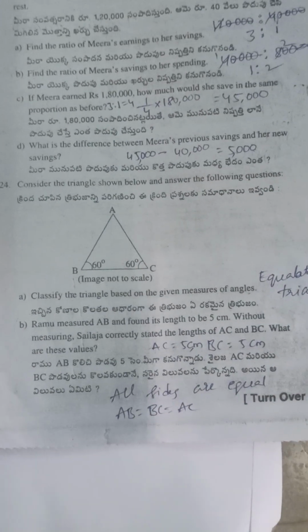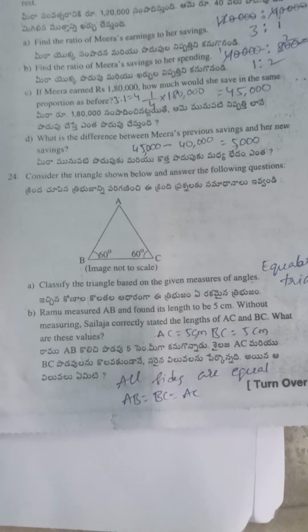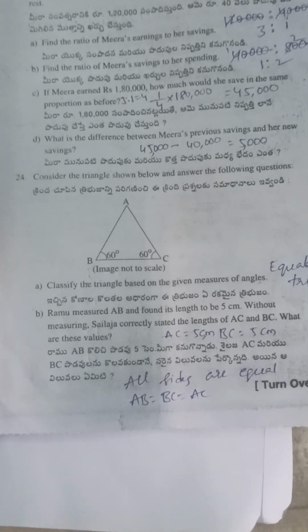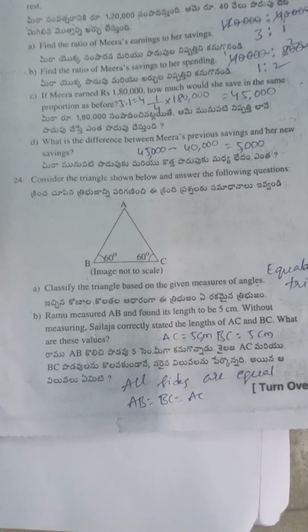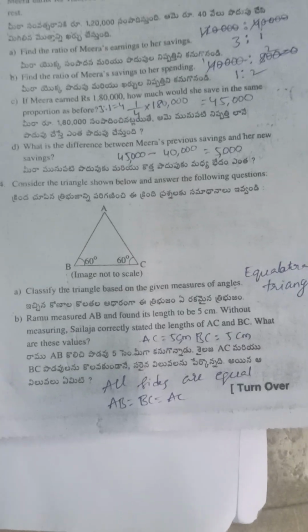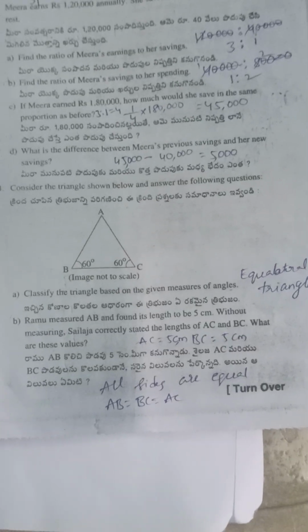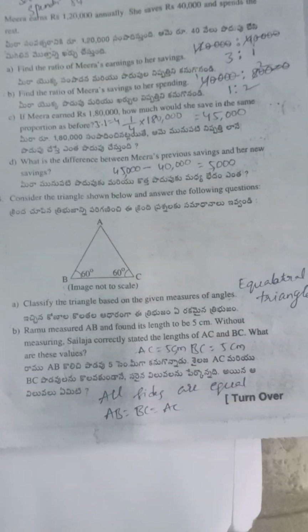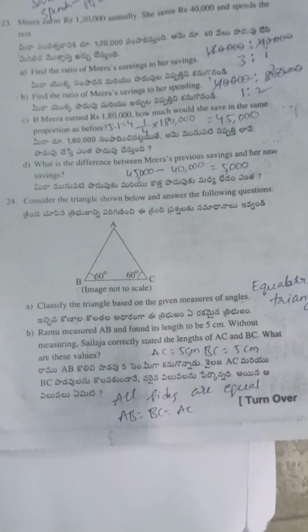Next, consider the triangle shown below and answer the following questions. So classify the triangle based on the given measure of the triangle. It is an equilateral triangle. So two angles are 60, the third angle is also 60, because the sum of angles in a triangle is how much? 180 degrees.